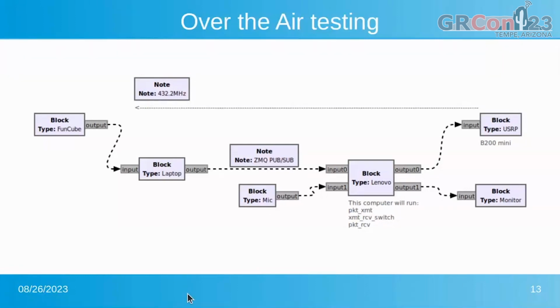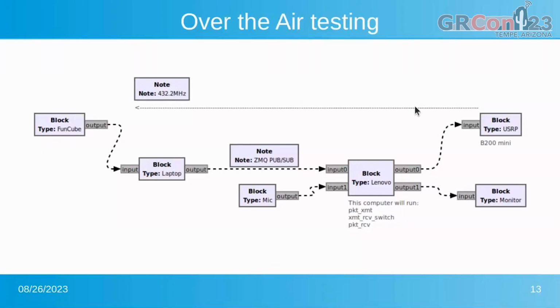For the over-the-air testing, I'll be using 2 computers. The Lenovo, which is where we did the simulation test, will run packet transmit, the transmit receive switch, which is a control for the USRP, and then it will run the packet receive.